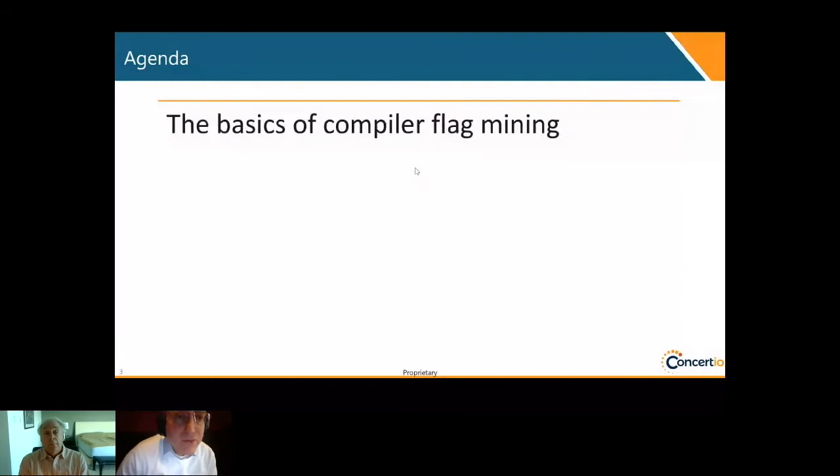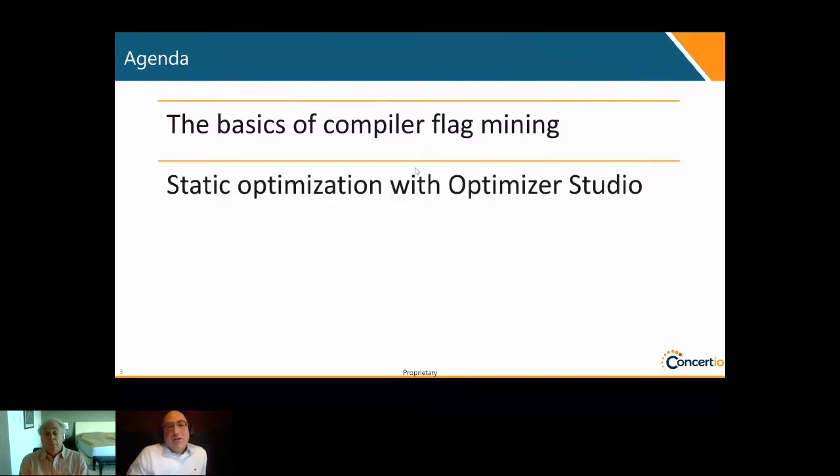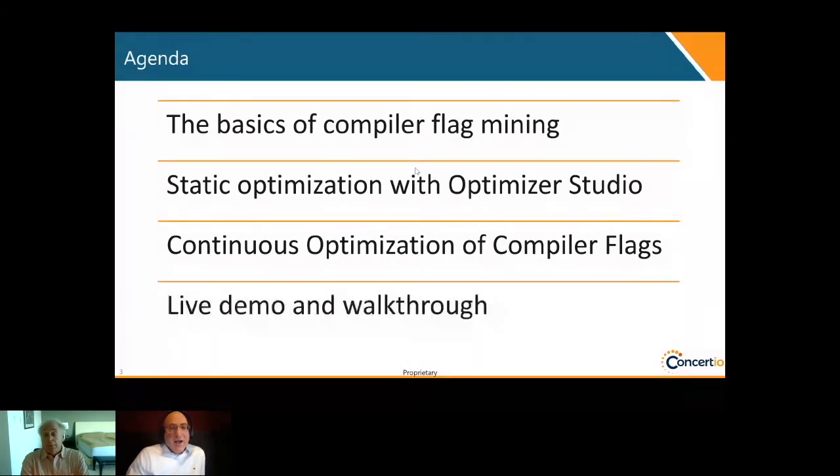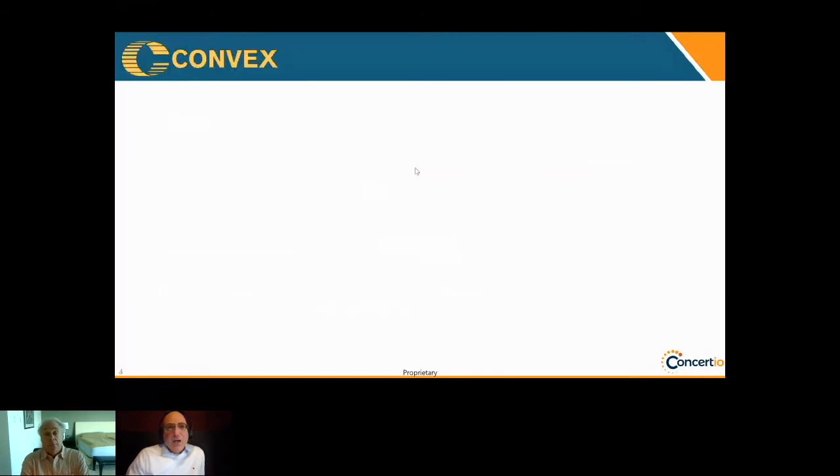What we're going to go over today is, first of all, the basics of compiler flag mining, what it means, and what it's good for. Then we're going to start speaking a bit about automation. First we'll talk about how to statically optimize with Consortio's product, Optimizer Studio. Then we'll talk about how to implement continuous optimization of compiler flags and some best practices. And of course, we're going to do a live demo and a short walkthrough to explain how to get this working.